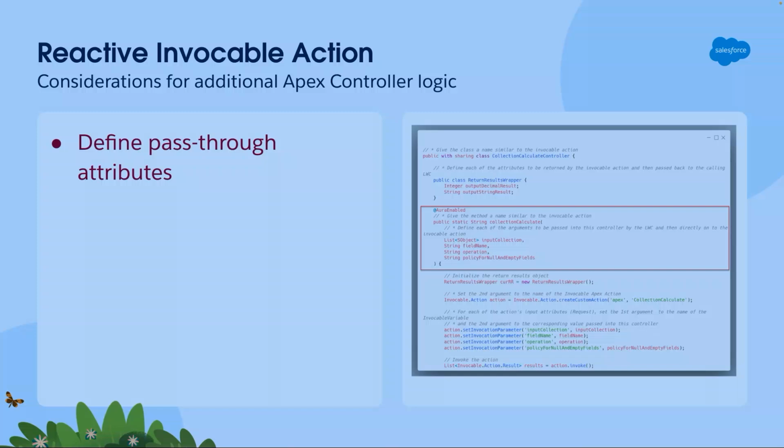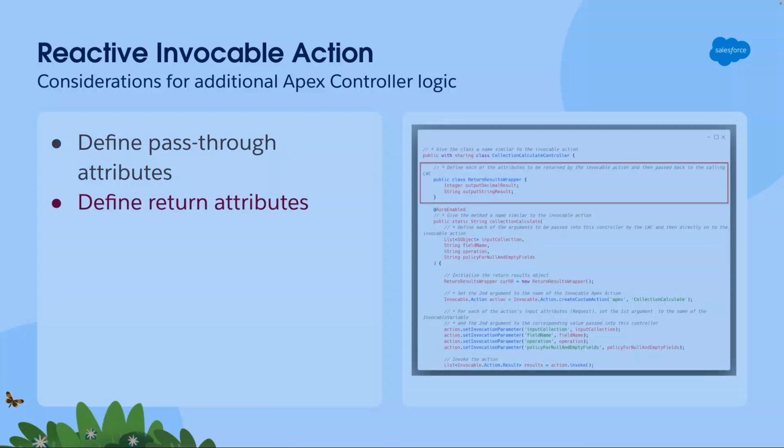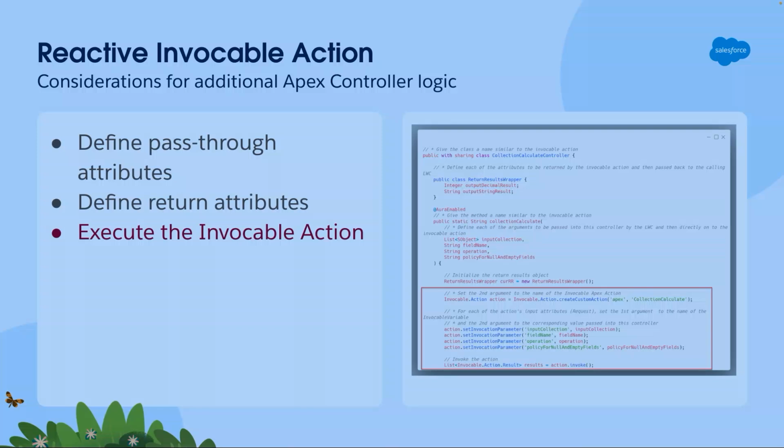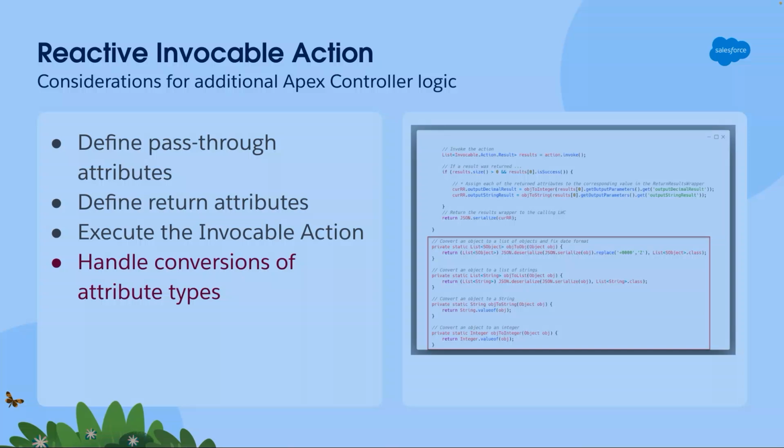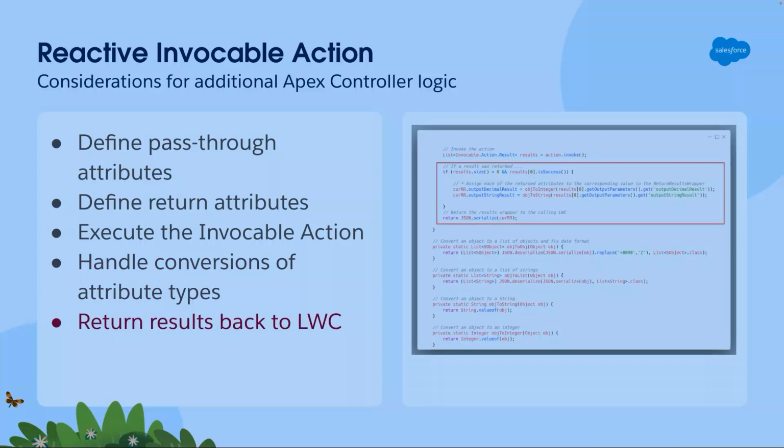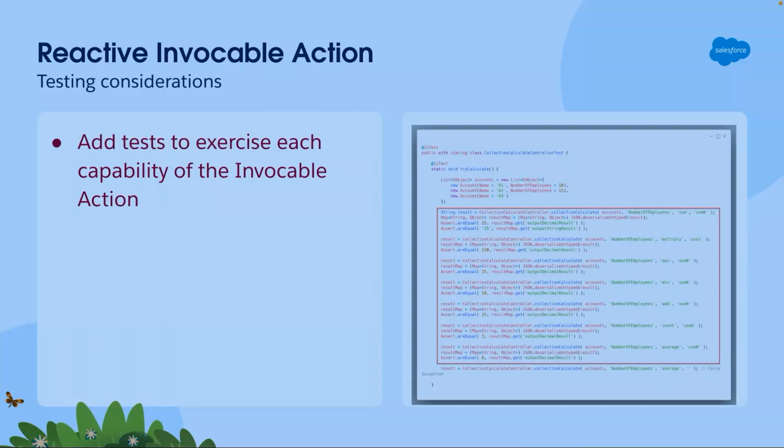The Apex controller on the other side, just like the Lightning Web component, we're identifying our pass-through attributes. What are the inputs and the outputs being used by the invocable action? With the input attributes and the return attributes, we execute the invocable action as it exists. And then the other thing is, Apex and the Lightning Web components don't always store information the exact same way, so there are some methods in here to handle any necessary conversions of data types. That's all built into this standard template. And then the results get returned back to the Lightning Web component. As in any Apex that you create, you want to have good test classes.